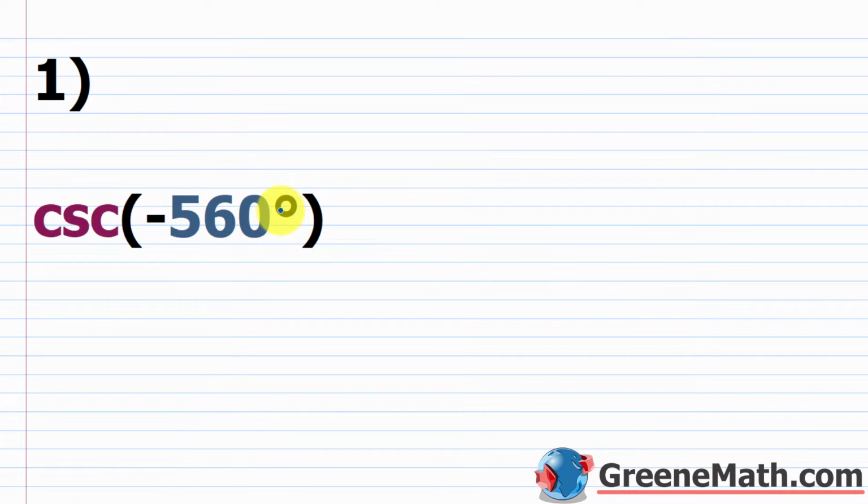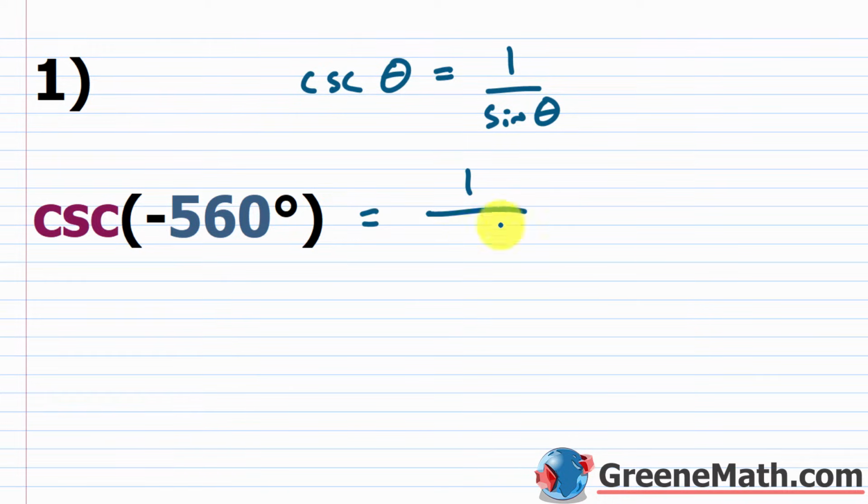So for a lot of you, you're using an online calculator, so you can just type this in directly and it's not an issue. But for others, you're using some sort of calculator and there's no cosecant button. So in that particular case, you need to use your reciprocal identity, where basically you say that the cosecant of theta is equal to 1 over your sine of theta. And for this one, I would say this is equal to 1 over your sine of negative 560 degrees, like this.